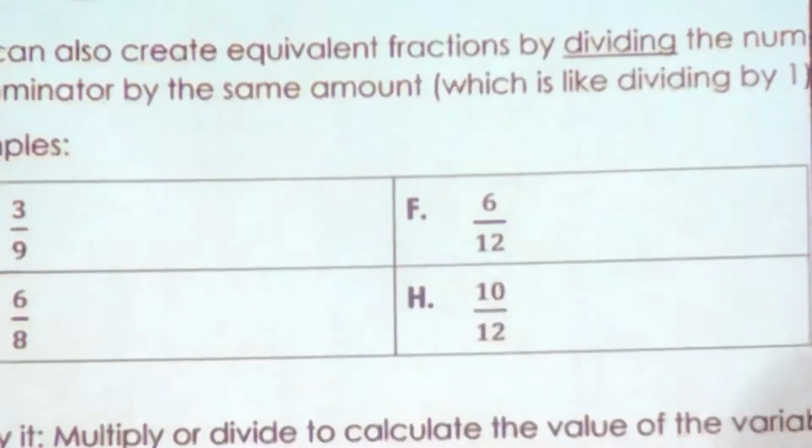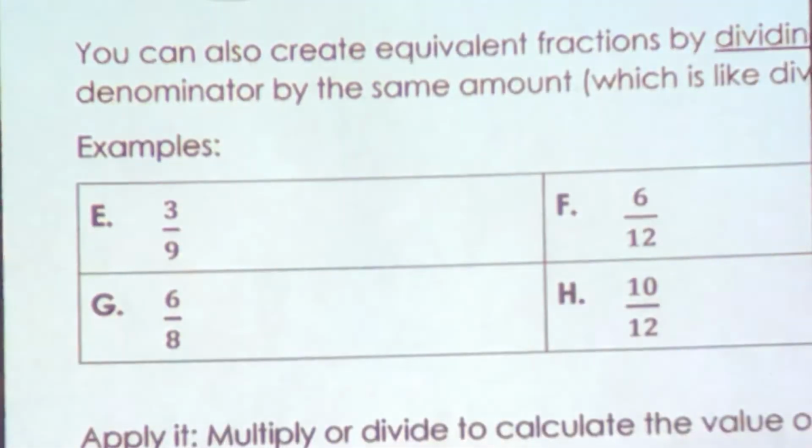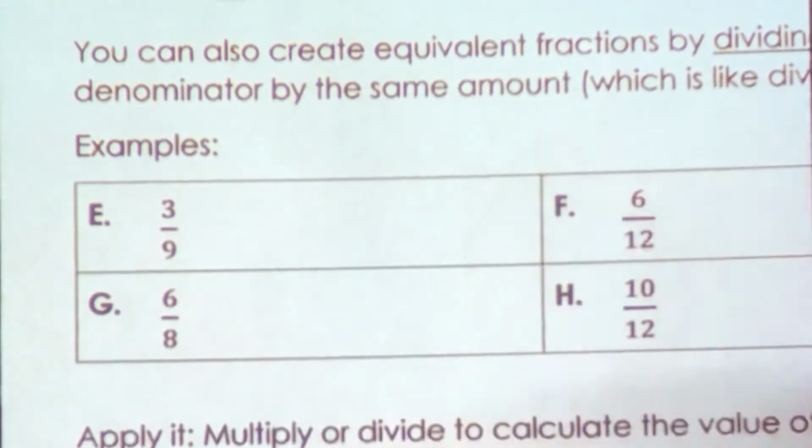You can also use division. So you can create equivalent fractions by dividing the numerator and the denominator by the same amount. The reason that works is because when you divide by a numerator and denominator that match, it's the same as dividing by 1. And when you divide something by 1, it does not change it, right?